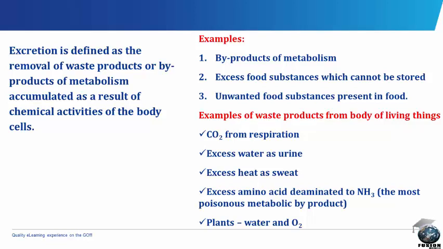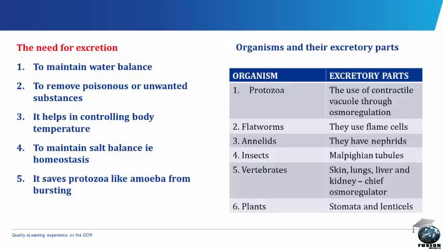Examples of waste products from the body of living things are carbon dioxide from respiration, excess water as urine, excess heat as sweat, and excess amino acid deaminated or broken down to ammonia, which is written as NH3, which is the most poisonous metabolic byproduct. Plants excrete water and oxygen.